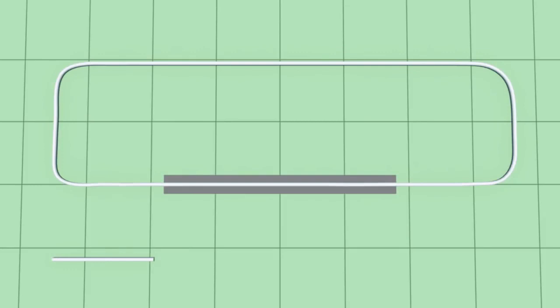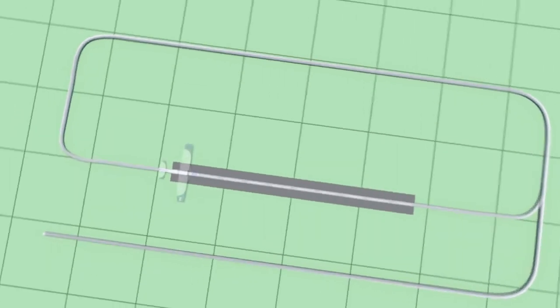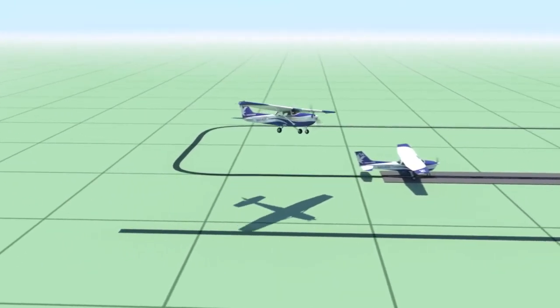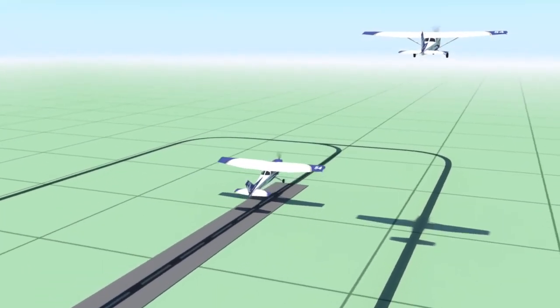There is one additional leg of the pattern which has not been mentioned yet. This leg is called the upwind leg and is also parallel with the runway, but located on the side opposite the downwind. This leg is typically only used if a pilot has to abort their landing so they can safely space themselves out from other traffic.